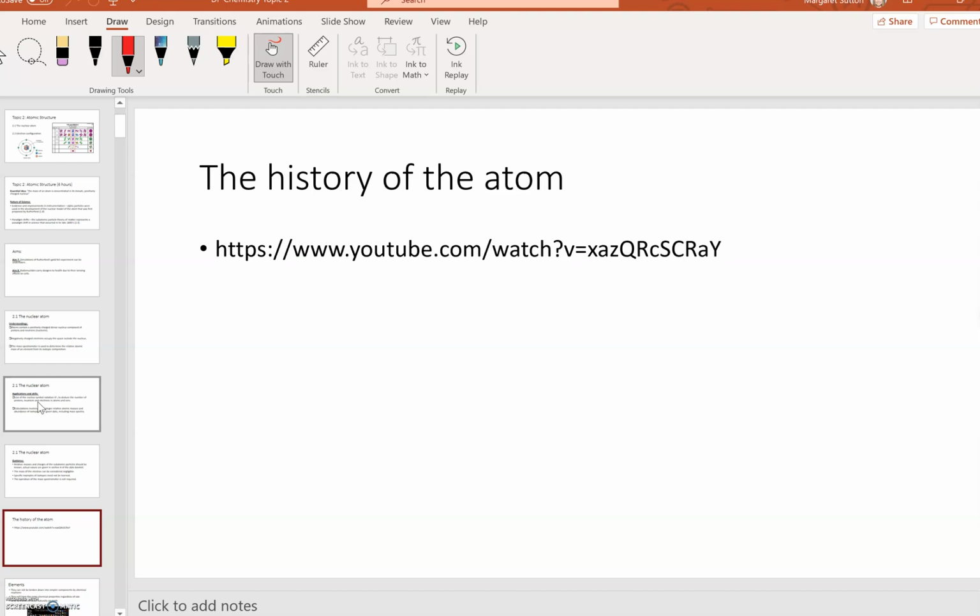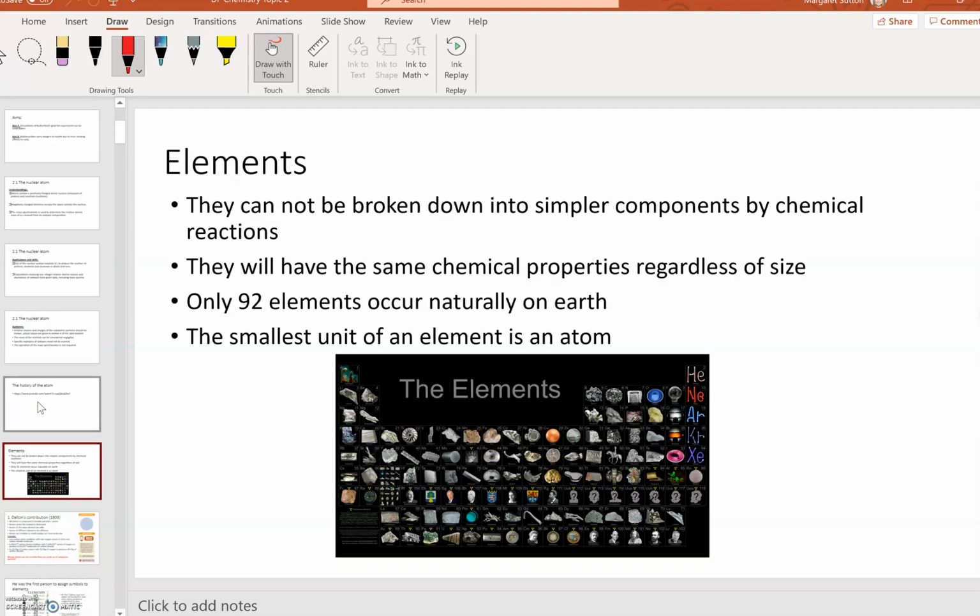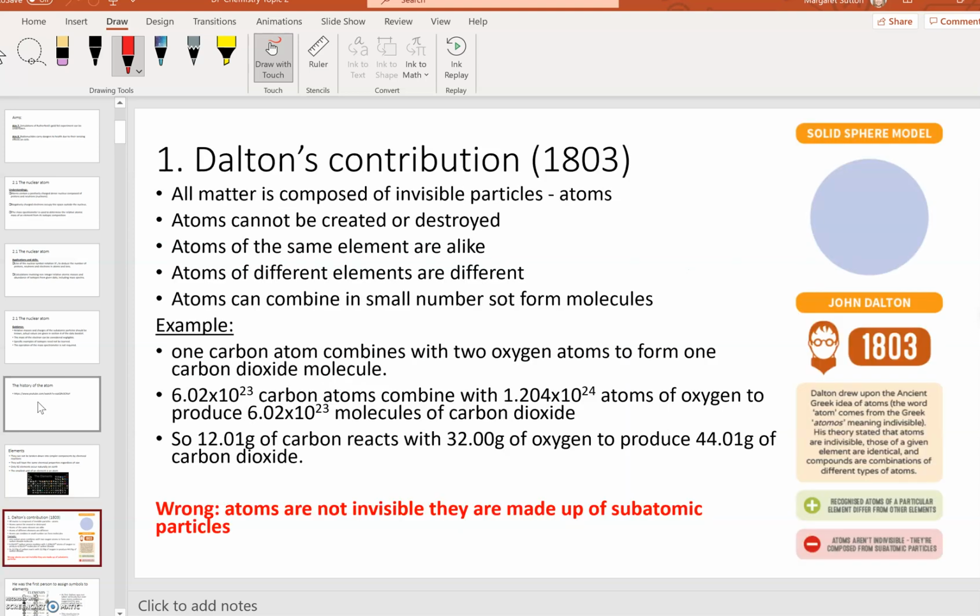There's a great video on YouTube of the history of the atom, and I've put this link on your OneNote so you can all have a look at it. Elements are defined as substances that can't be broken down into simpler components, which I'm sure you know. There are 92 elements that occur naturally on Earth, and most of them, because they're reactive, are found in some form of compound, and a lot of them are in the Earth, and we can then purify them from there. So just a brief summary here, because that great video will highlight all of this.